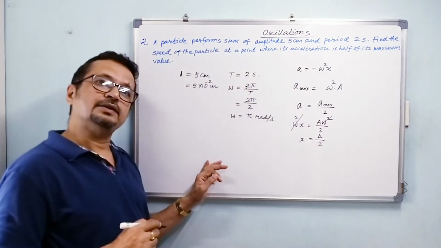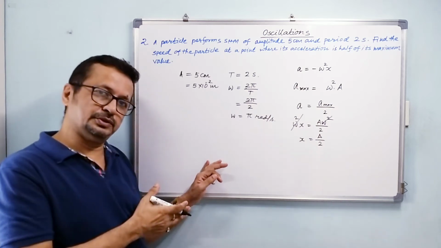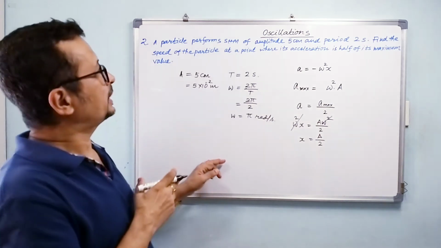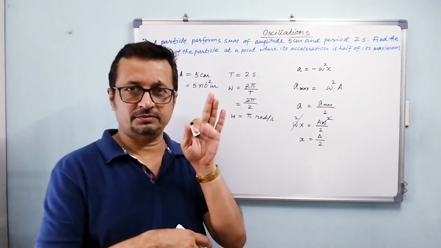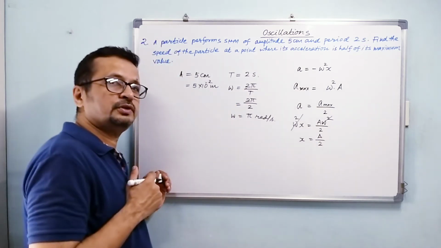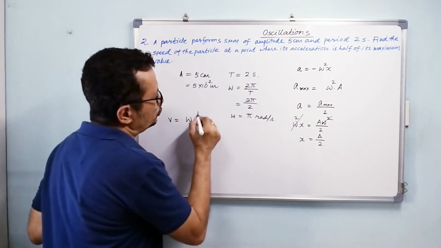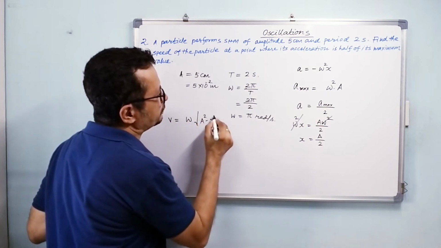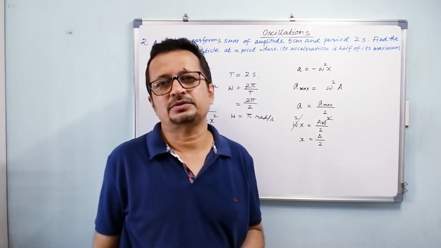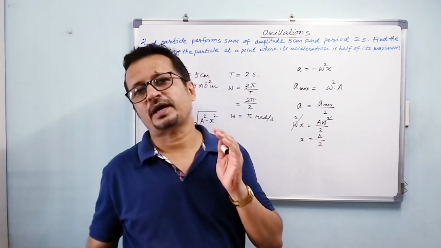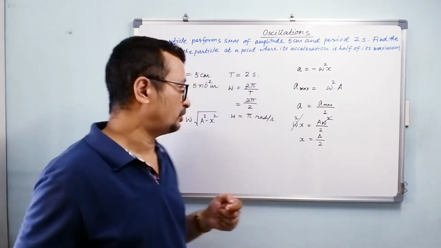So when the particle is at a distance equal to half the amplitude from the mean position, I want to find the speed at that point. So clear up to this? Now what is the formula for your velocity? V is equal to omega root over a square minus x square. That plus or minus sign I'm not going to write, because I don't know whether they want to ask me on this side or on that side, so it would be immaterial over here.